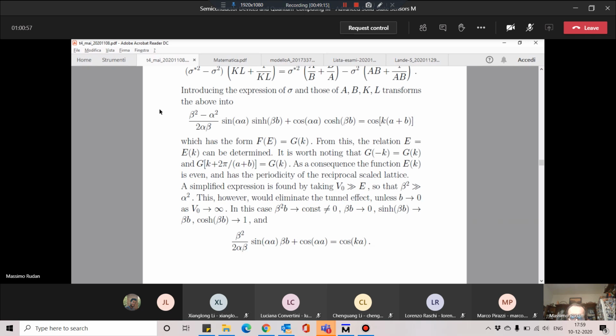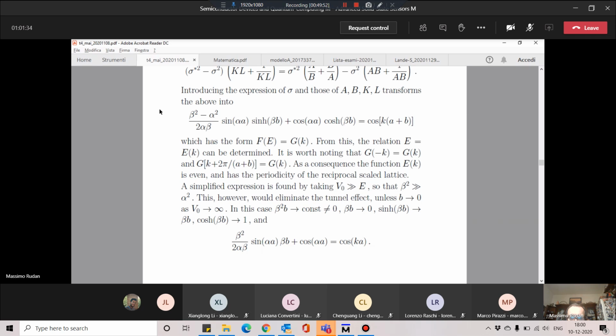You remember that the cosine is even with respect to the argument. So if you replace K with minus K, the right-hand side does not change, of course, because the cosine is even. That means that the energy is an even function of momentum, okay, which is always true also in classical mechanics. You remember, energy is always even with respect to momentum.